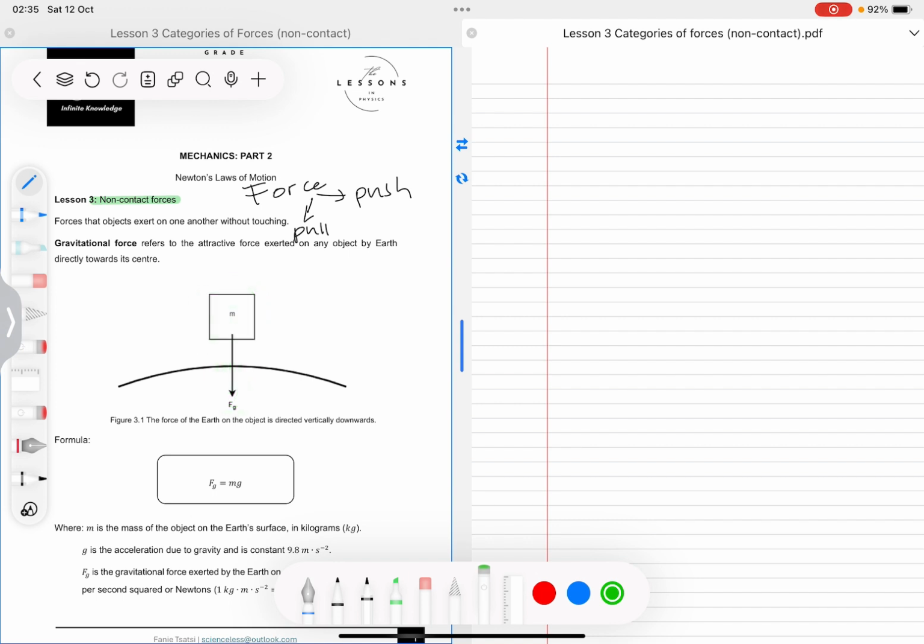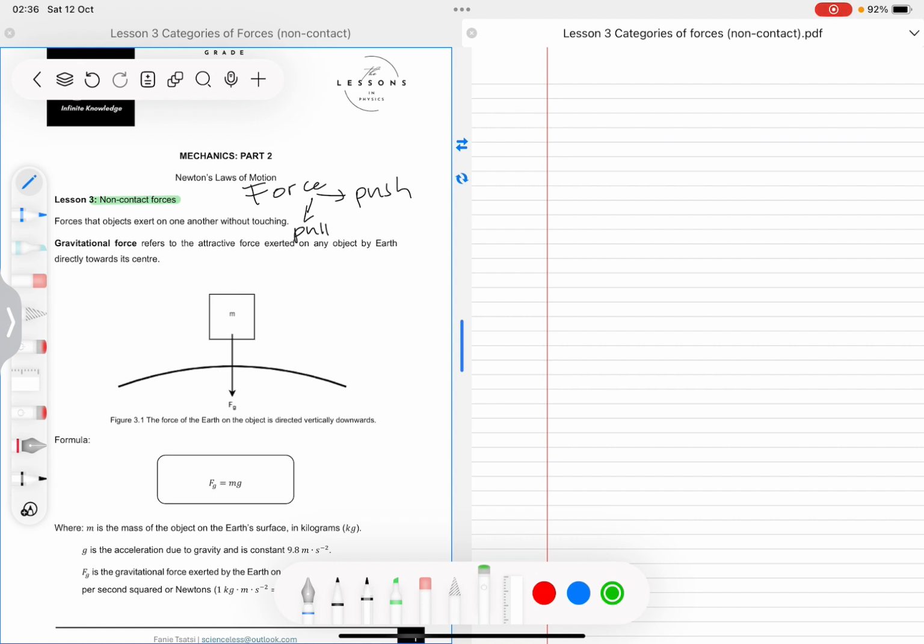Experiments and research have been done, and they came to learn that actually the box is pulled by the earth itself, but without touching it. Hence we say this force is a non-contact force. So how we define this force is that we say it's an attraction force that the earth exerts on any object directly towards its center.